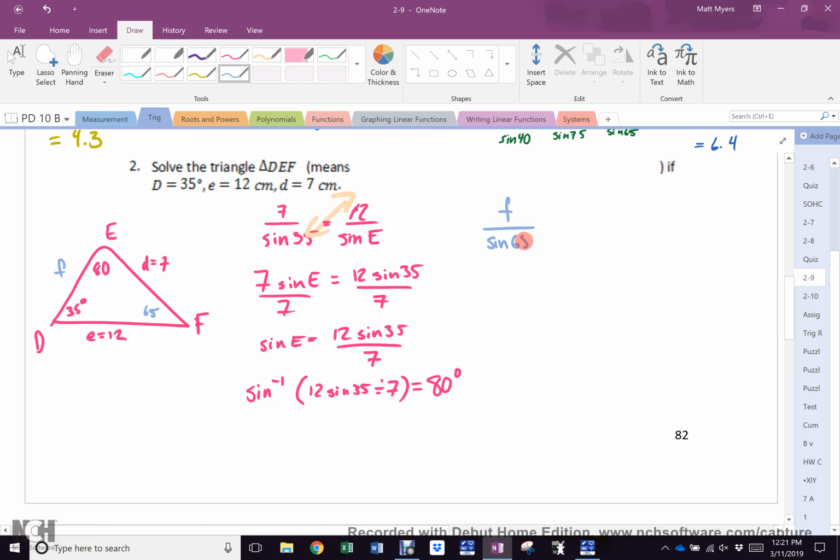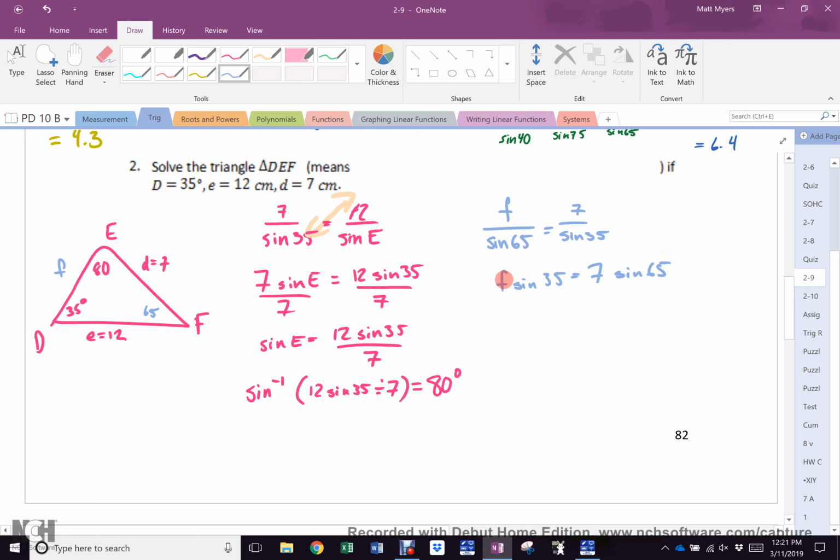Sine 65 equals, can I use 80 and 12? Can I use 35 and 7? Sure, doesn't matter which one I use. I'm going to use 35 and 7 to keep the pattern going. Everybody cool? Now, if I did the long algebra way, I would have to cross multiply both of them, and I would get f sine 35 equals 7 sine 65, right?